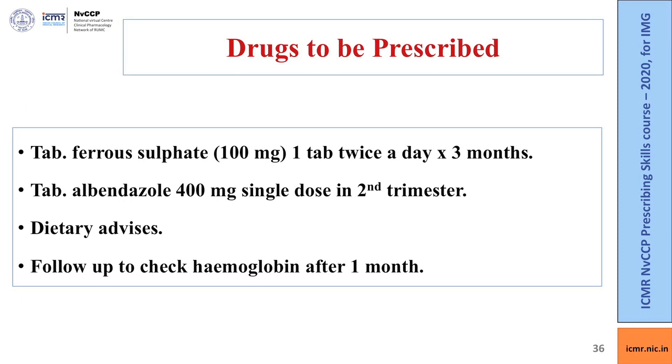Hence, the drugs to be prescribed for the 26-year-old multipara patient Anita are tablet ferrous sulfate 100 mg 1 tab twice a day for 3 months, tablet albendazole 400 mg single dose in the second trimester, dietary advice and follow up to check hemoglobin after 1 month.